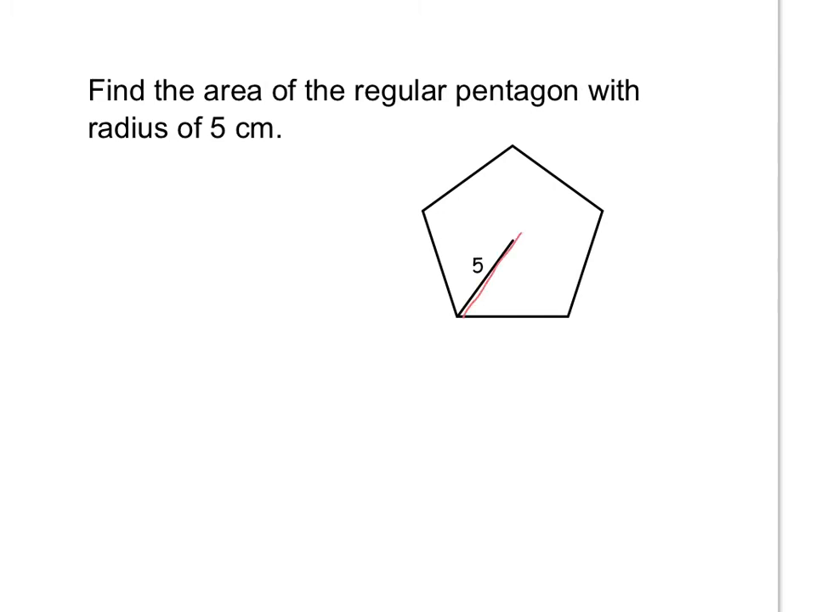First thing I'm going to do is I'm going to draw on an isosceles triangle. I'm going to have 5 of these guys because it's a pentagon. All these isosceles triangles are equal. I'm now going to find the measure of my central angle using my formula. I know it's 360 divided by 5, which of course is 72.